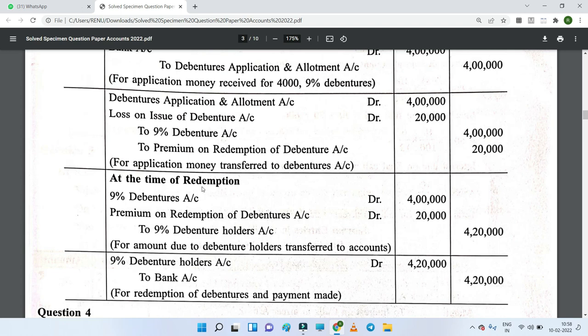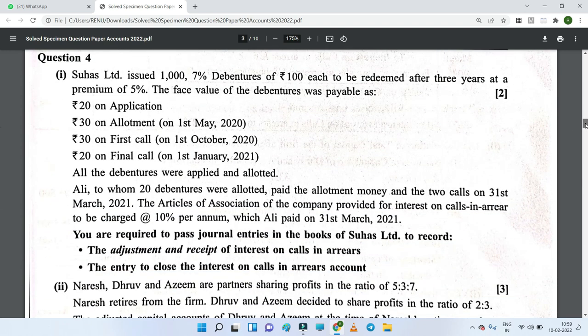Next, at the time of redemption, as we know, the debentures account will be debited, the premium on redemption account will be debited, and the debenture holder account will be credited when the money becomes due. This is the due entry, and then for the payment entry, the same values will be paid to the debenture holder. So directly the entry will be debenture holder account to bank account, that is 4,20,000. Then we have question number 4.